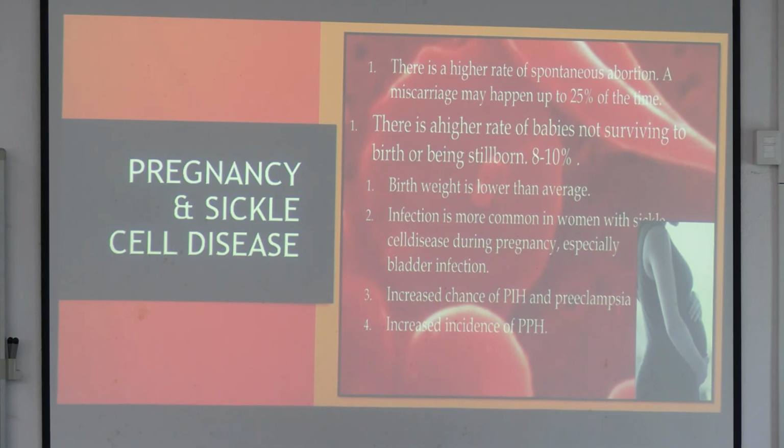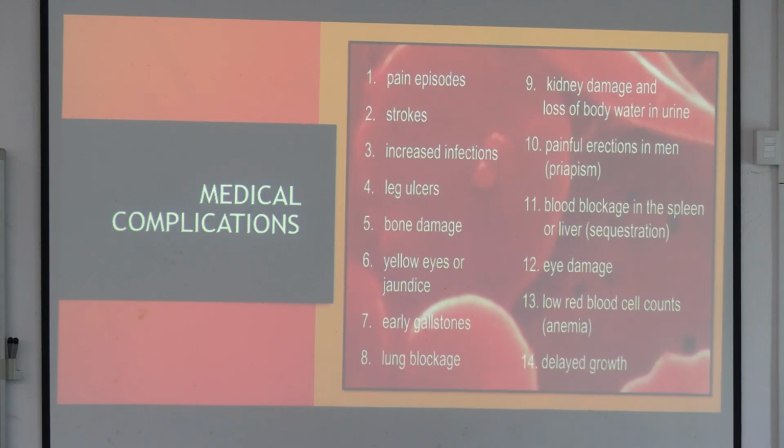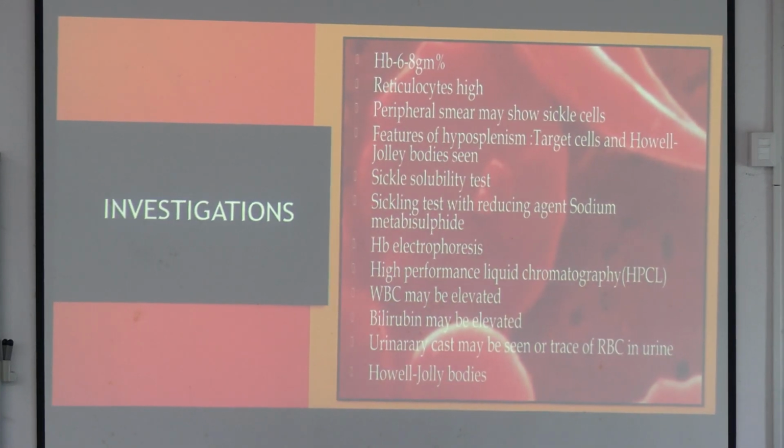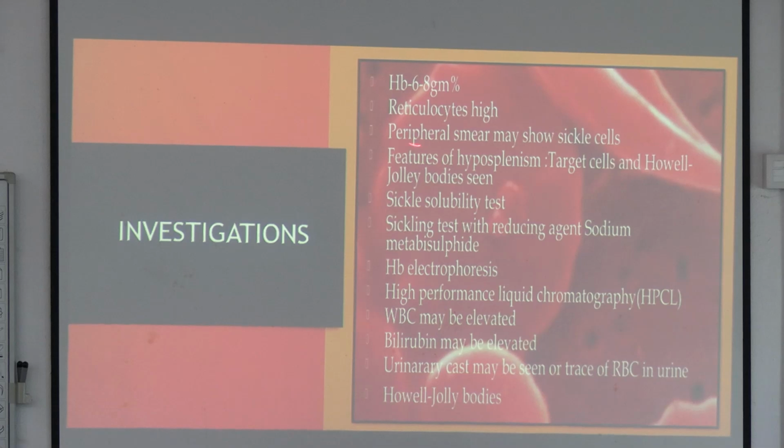Okay, same জিনিস হচ্ছে, বডির যে কোনো জায়গায় যে কোনো টিস্যু একইভাবে অ্যাফেক্টেড হতে পারে। মেডিকেল কমপ্লিকেশনস বলে দিয়েছি, পেন এপিসোড, স্ট্রোকস, ইনক্রিজড ইনফেকশন, লেগ আলসার, বোন ড্যামেজ, ইয়েলো আইজ or jaundice, early gallstone, lung blockage, kidney damage, painful erection or priapism, blood blockage in the spleen and liver sequestration, eye damage, anemia, low red blood cell count, delayed growth. এগুলো সব বলে দিয়েছি, কয়েকটা ছবি দেখাই দ্বারা। ইনভেস্টিগেশন, এ দেখ হিমোগ্লোবিন কম, রেটিকুলোসাইট হাই। রেটিকুলোসাইট মানে কি?